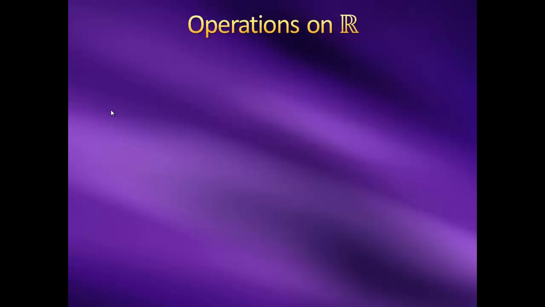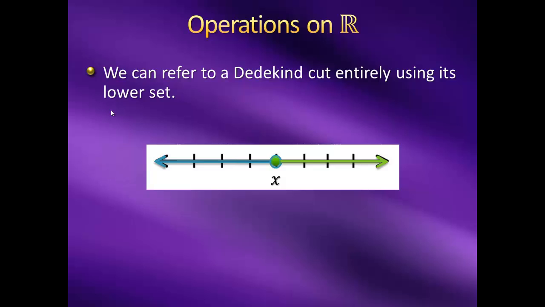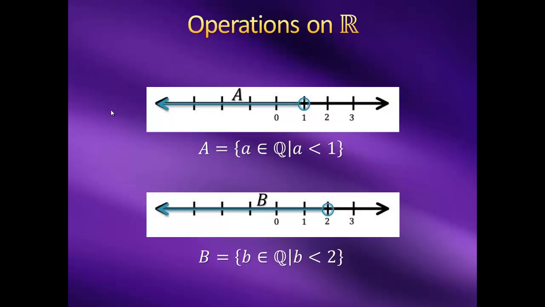What's more, we can actually define operations on these Dedekind cuts, and use them to define operations on the real numbers. To make things simpler, because of the way we define the lower set and upper set of a Dedekind cut, we can actually refer to such a cut entirely by its lower set, since the upper set is just the complement of the lower set in Q. With that out of the way, let's talk about addition. Suppose we have two real numbers, each of which is determined by a Dedekind cut. Let's say the lower sets of these cuts are A and B. So from this point, we'll refer to the cuts themselves as A and B.